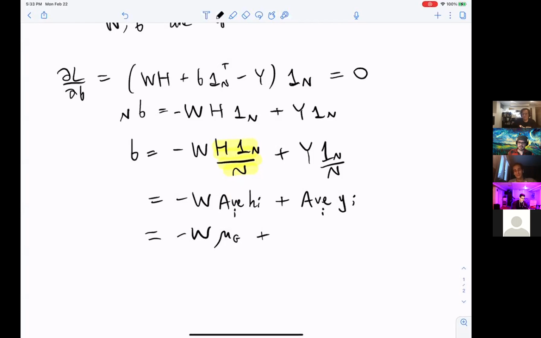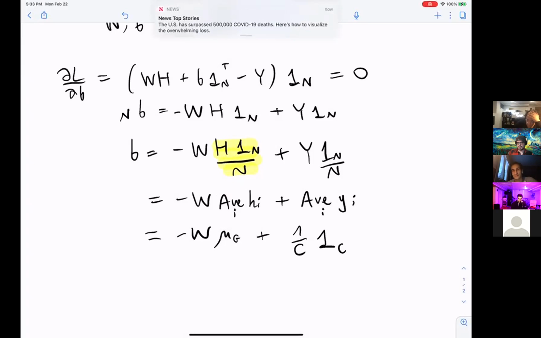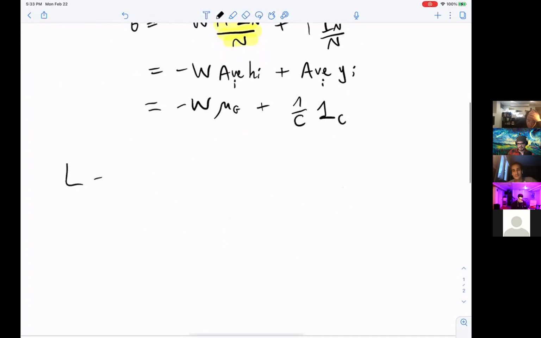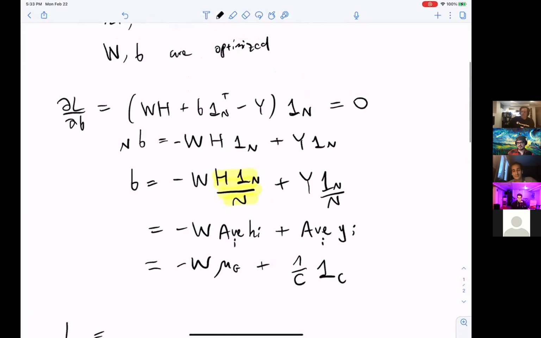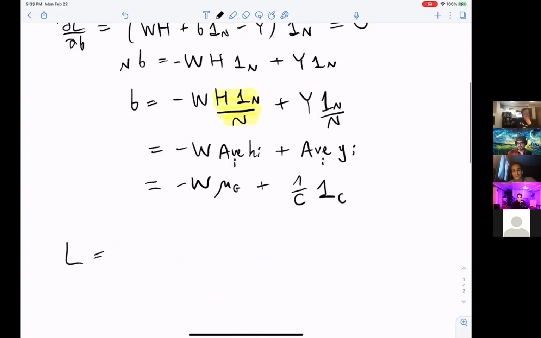So Karen's answer was actually correct. It is pi, but because we're assuming that all classes have equal number of examples, it's just 1 over c, right? Pi is equal to 1 over c multiplied by a ones vector, which is now of length c. So this is the optimal bias. Now, with this, we must go back to the loss, and we need to plug in this optimal bias, right? So I'm going to do that.